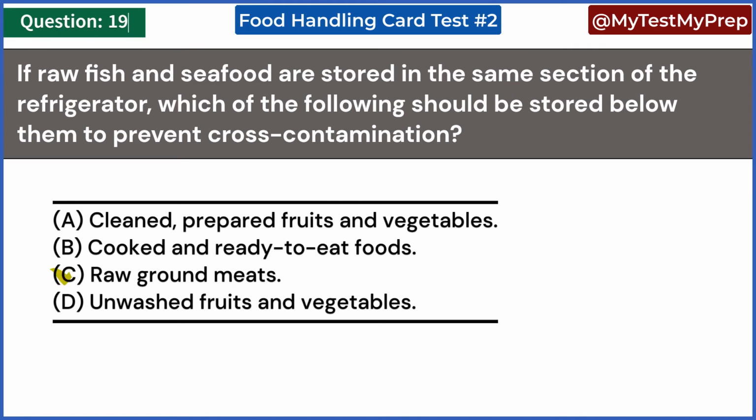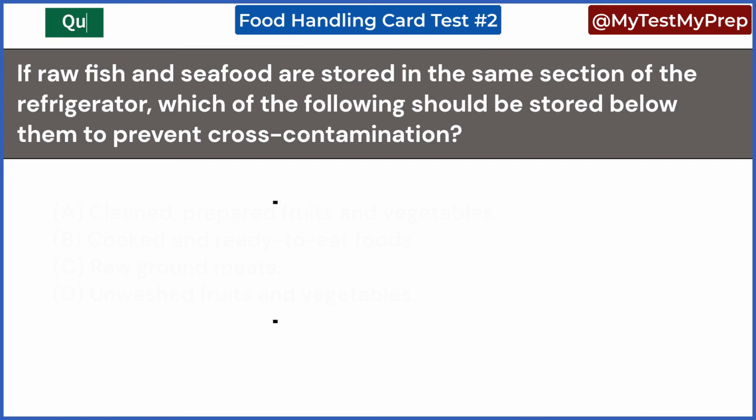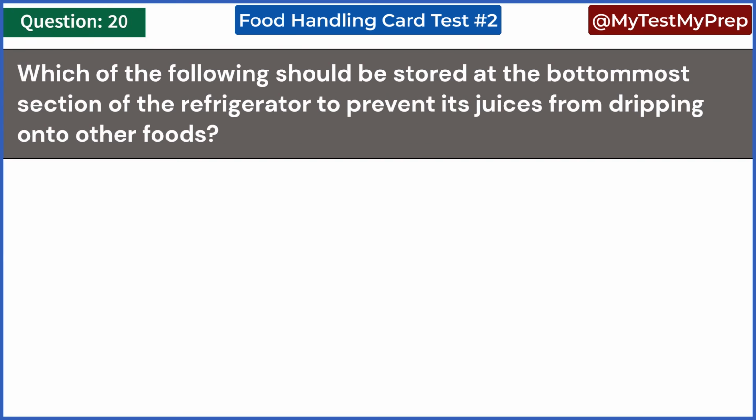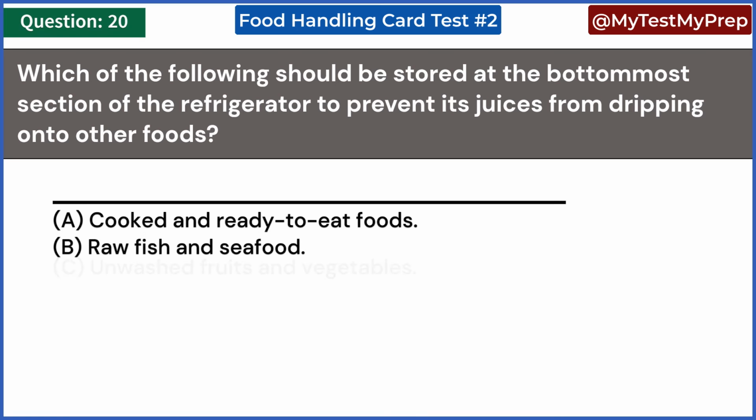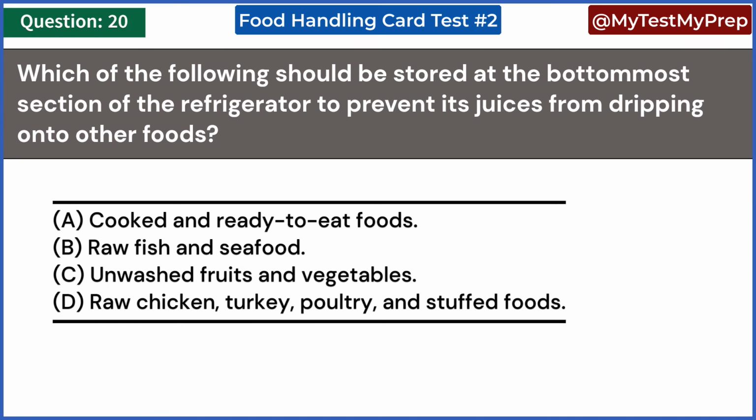Answer C. Raw ground meats. Which of the following should be stored at the bottommost section of the refrigerator to prevent its juices from dripping onto other foods? A. Cooked and ready-to-eat foods. B. Raw fish and seafood. C. Unwashed fruits and vegetables. D. Raw chicken, turkey, poultry, and stuffed foods.